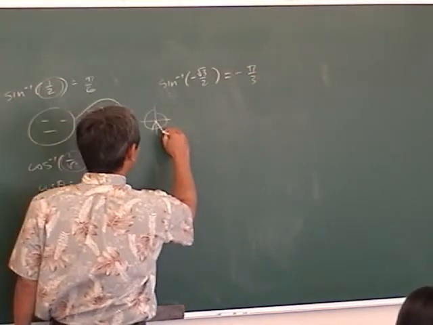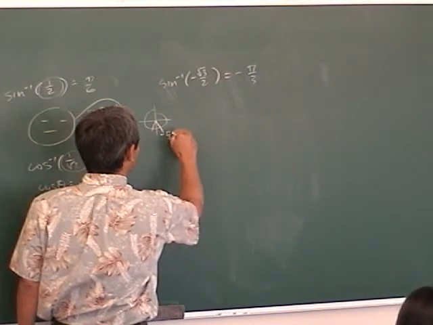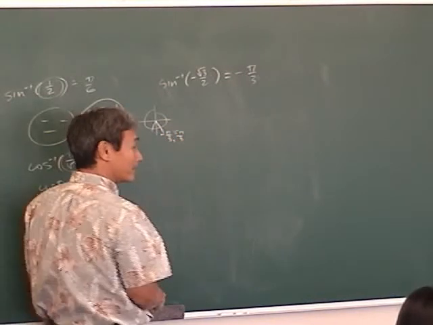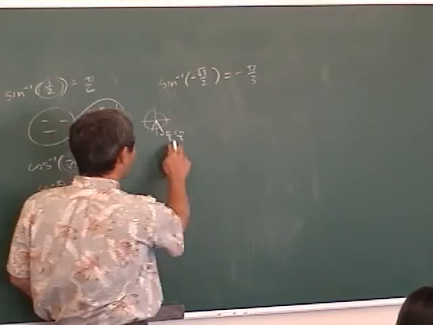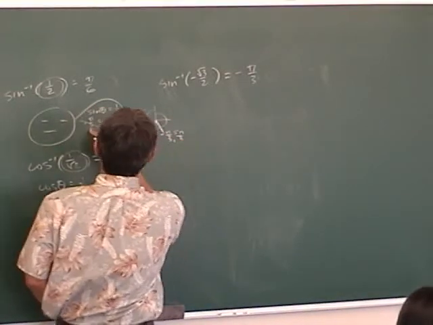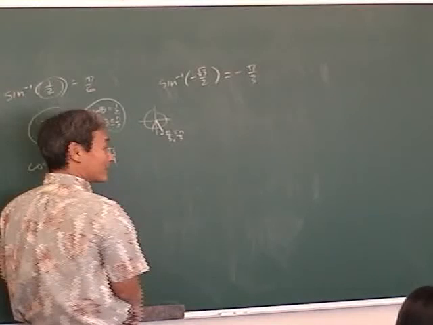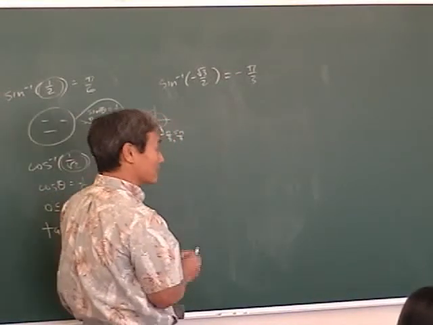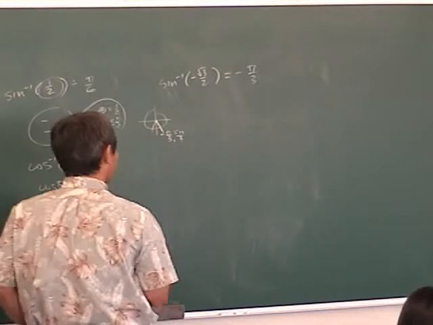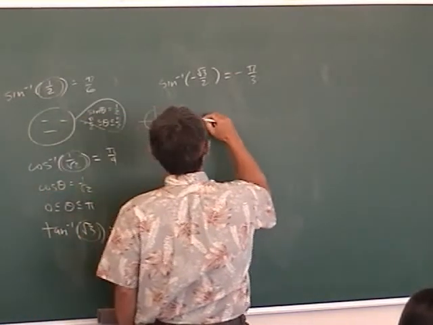Yeah, but Mr. Park, isn't negative pi over 3 the same place as 5 pi over 3? Yeah, it is. On the unit circle, it is the same place. But numerically, is 5 pi over 3 between negative pi over 2 and pi over 2? No. Negative pi over 3 is the only one that is, so that's why that's the answer. Okay, let's do another one.